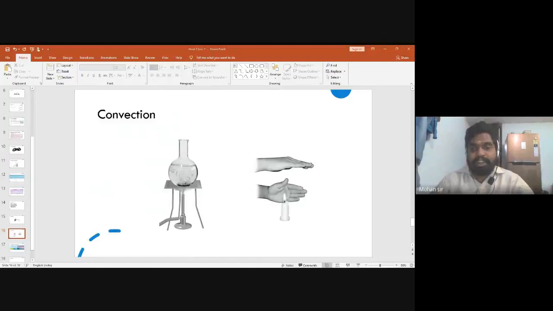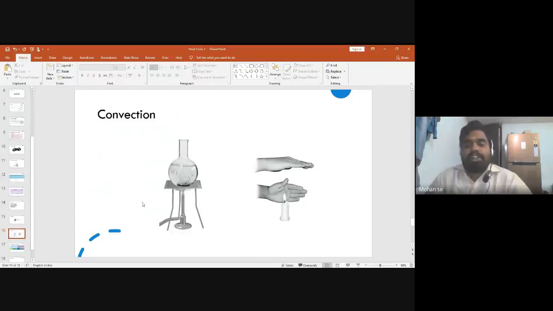Convection is when there is a medium for the transfer of heat. Heat gets transferred from the hotter end to the colder end, but there is a medium in between. Here I am taking an example of heating a round bottom flask containing water. I've taken water in a round bottom flask and I start heating with a flame.